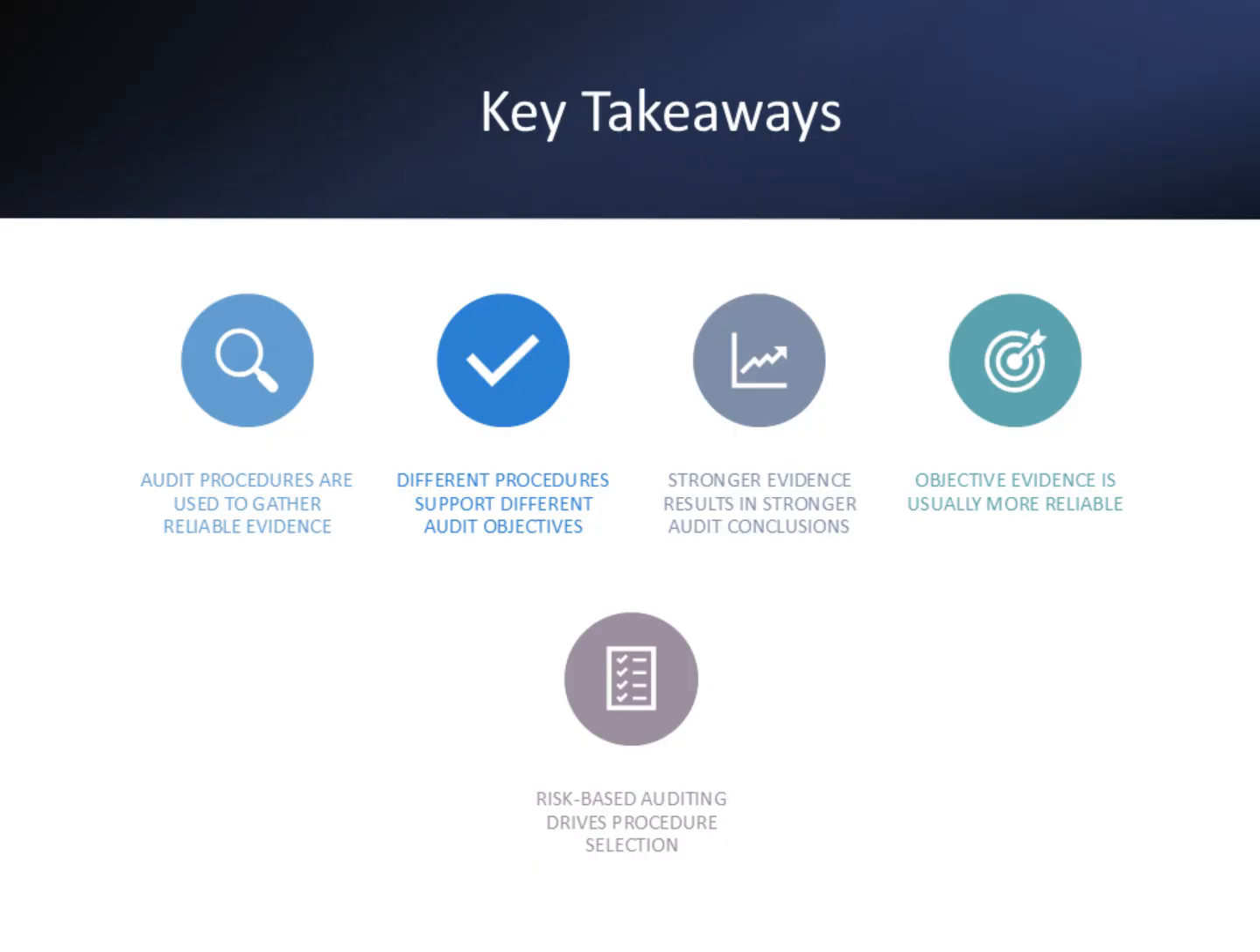Another important concept is that stronger evidence leads to stronger audit conclusions. Evidence that is objective, independent, and verifiable is generally considered more reliable than verbal explanations alone. This is why objective evidence is usually preferred during audits. System-generated logs, external confirmations, documented approvals, and independently verified results are typically stronger forms of evidence. Finally, risk-based auditing drives procedure selection. Auditors choose procedures, techniques, and tools based on the level of risk, the type of control being tested, and the reliability of evidence required.